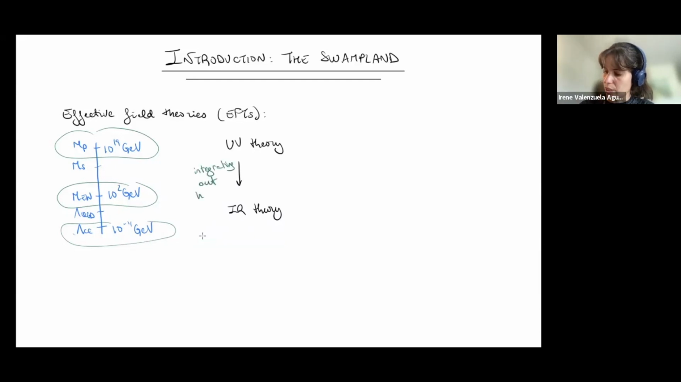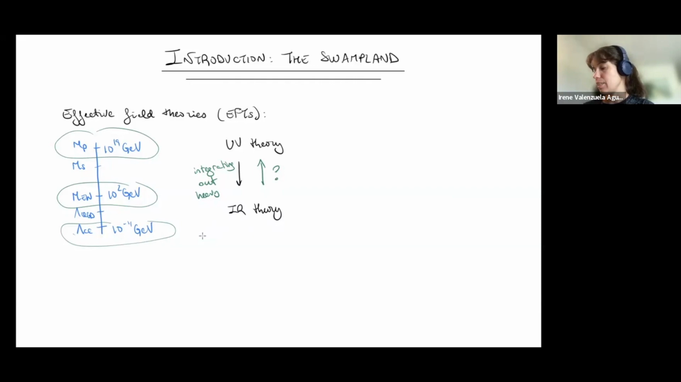You integrate out everything that is heavier than a given energy scale, and you obtain the theory in the infrared, at low energies. This is something that can always be done. But the question is whether you can do the opposite. If you start with some effective field theory that describes the physics at low energies, like for instance in particle physics, can you always UV complete the theory at higher energies into something that is consistent? This is the key question behind the Swampland program: whether theories can be UV completed.